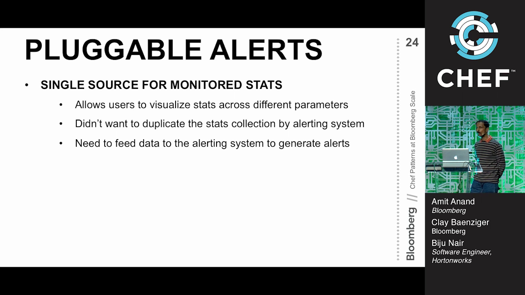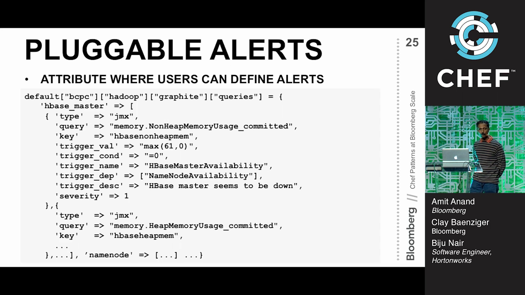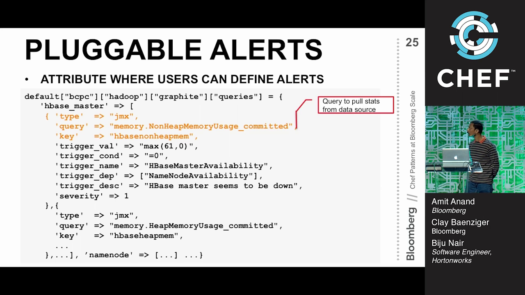So we want it to be flexible and dynamic, because we will be creating more alerts, or we'll be monitoring more parameters, or we'll have more services which we need to be monitored. So we want it to be flexible. So again, the pattern here is using a data structure in our node as a node attribute.